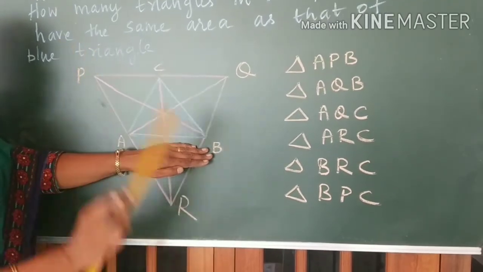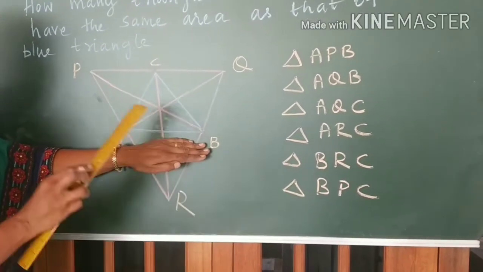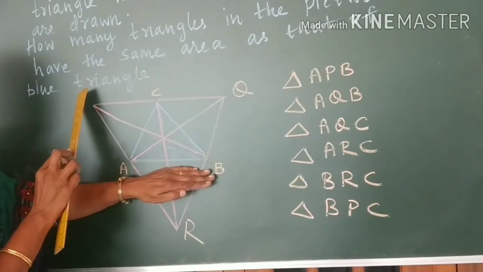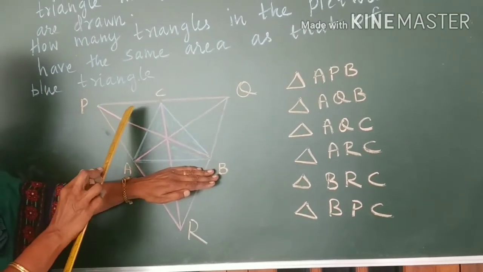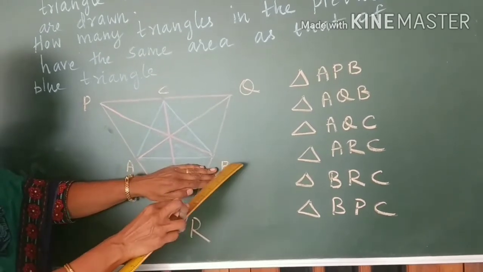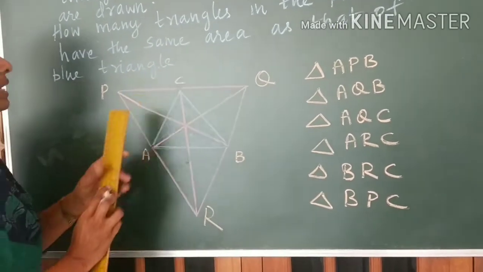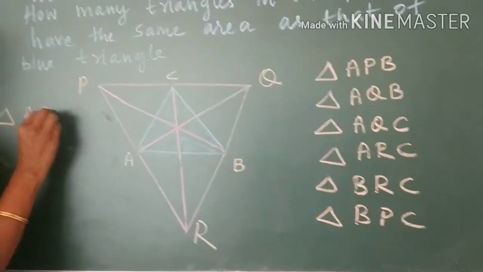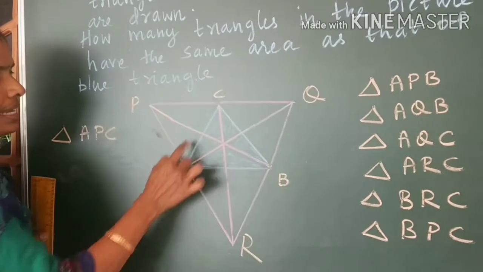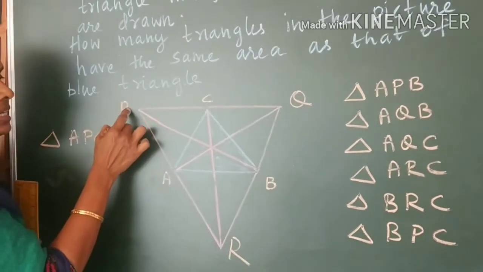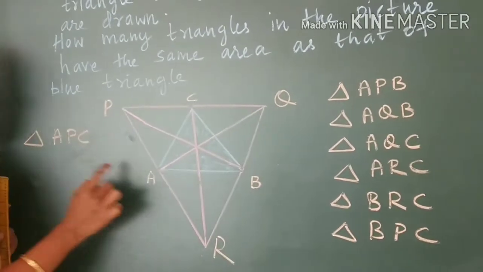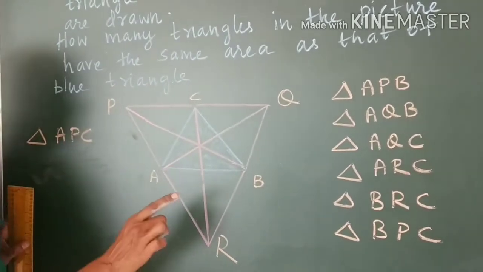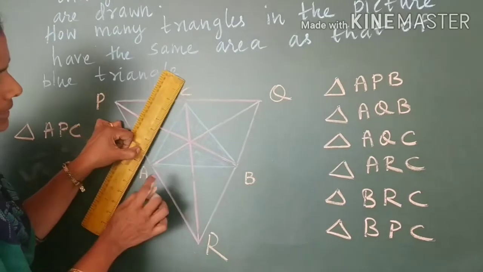ABCP is a parallelogram. So ACP is the triangle having the same area as that of ABC. So I am writing the answer here. Triangle APC has the same area as triangle ABC. Also, look at this figure now.